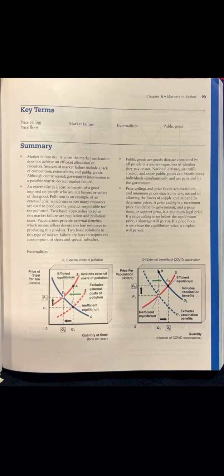Price ceilings and price floors are maximum and minimum prices enacted by law, instead of allowing the forces of supply and demand to determine prices. The price ceiling is the maximum price mandated by the government, and a price floor or support price is the minimum legal price. If a price ceiling is set below the equilibrium price, a shortage will persist. If a price floor is set above the equilibrium price, a surplus will persist.